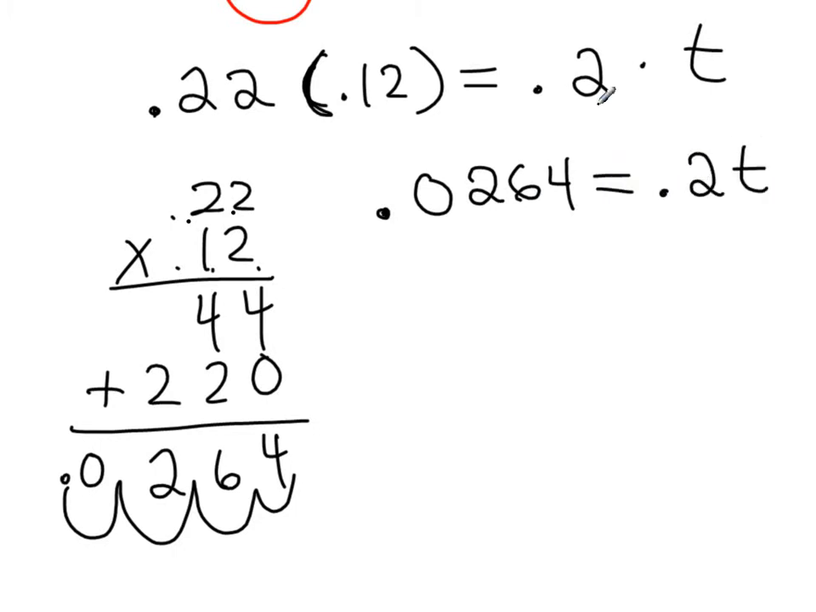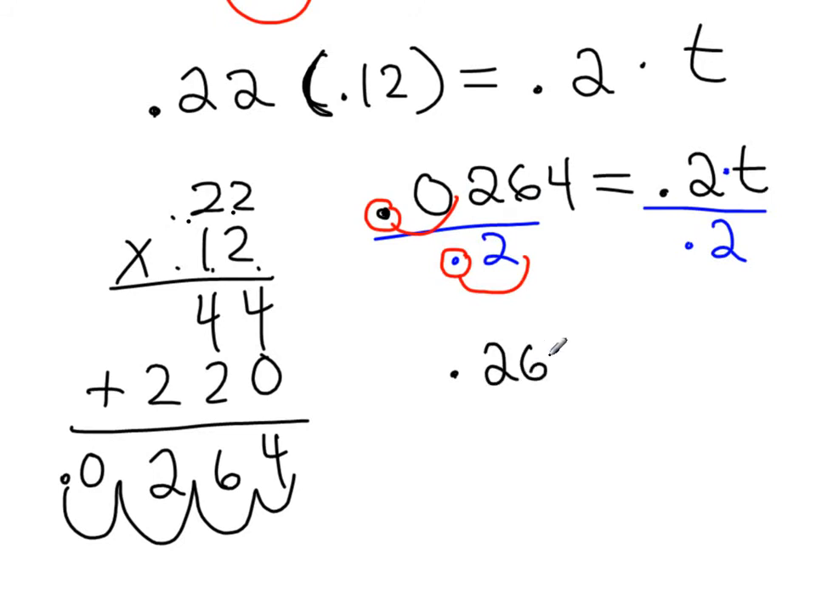And in order to get that t by itself, we have to undo the multiplication. So we divide by the decimal, 0.2. What we do to one side, we do to the other. And we don't like dividing by a decimal, so we're going to move that decimal point over one. What we do to the bottom, we also have to do to the top. And we have 0.264 divided by 2. And now you just got to do the long division.